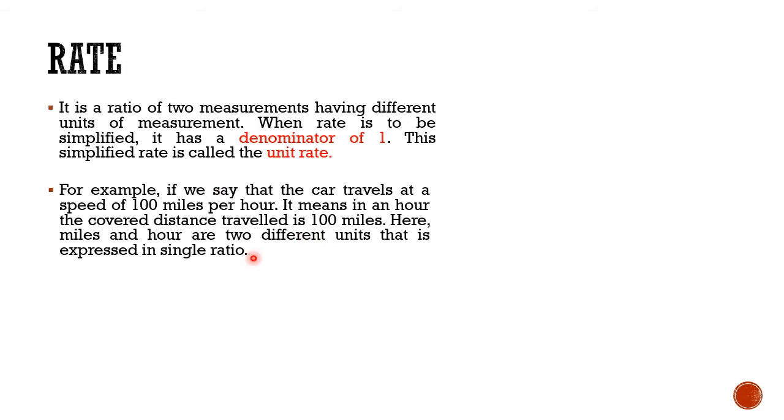And this kind of example is tatawagin natin siyang unit rate, kasi nga, yung denominator natin is equal siya sa 1. So, pag rate ang pag-uusapan, it is a ratio of two measurements having different units. So, dito, yung units dito sa 100 miles is a distance. So, distance per hour. Hour is time. So, ito yung formula. Rate is equal to quantity 1 all over quantity 2, wherein yung unit ng quantity 1 is different sa quantity 2.